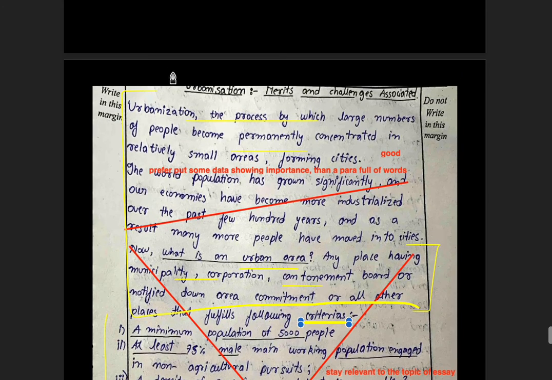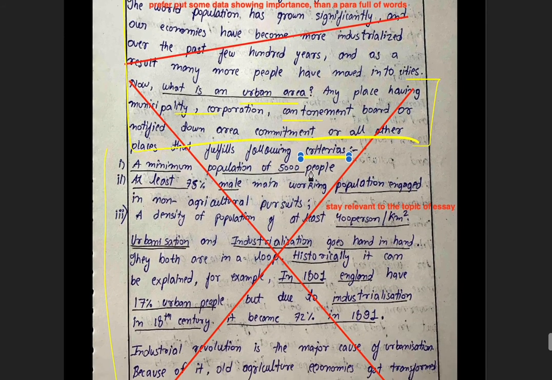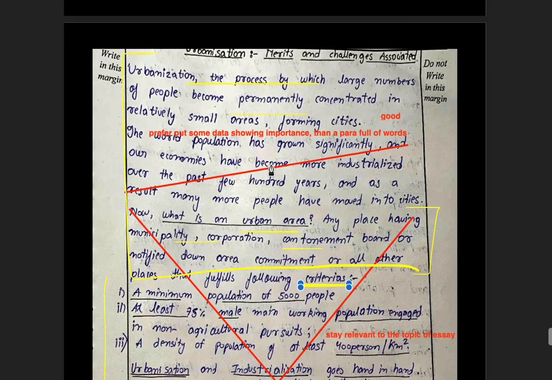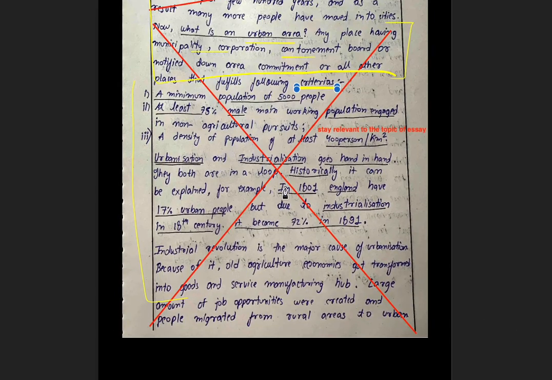I mean, topic is urbanization, merit and challenges associated. He is talking about cantonment board and what is a criteria for a notified town area committee. I mean, how is this relevant?